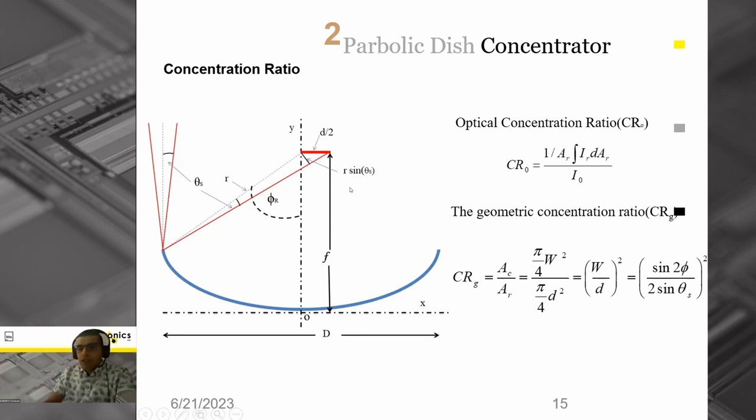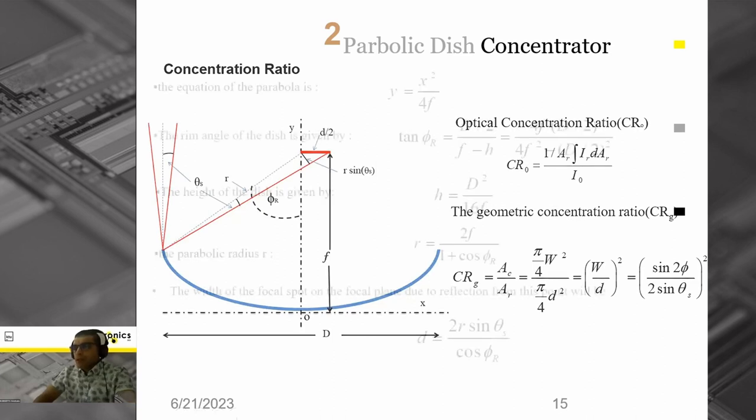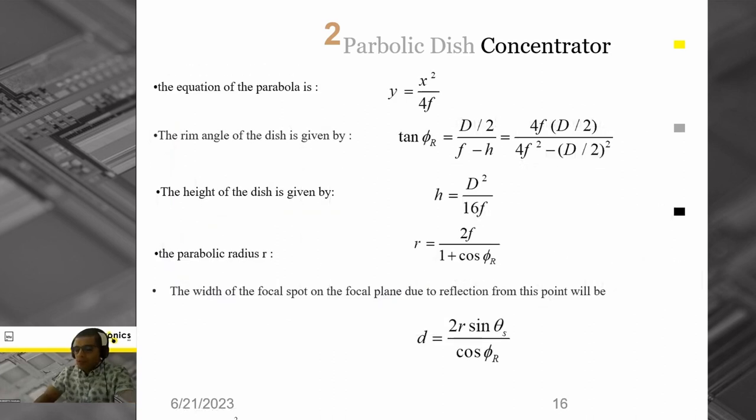The ray from the dish edge will form a large spot, as shown in this figure. The term concentration ratio refers to the light energy concentration accomplished by a given collector. Generally, there are two different concentration ratios: the optical concentration ratio and the geometric concentration ratio. Here are some equations that model and allow us to characterize our system.